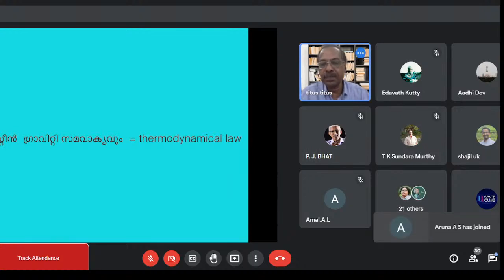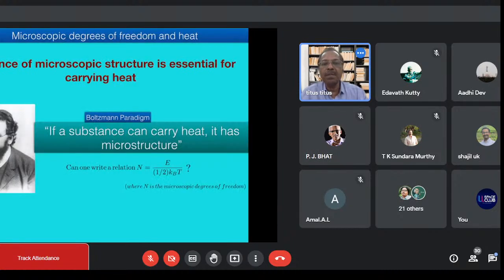Once you believe that, then you must accept that space-time, just like matter, can be hot and can possess temperature. Right? Then you go back to the very statement of Ludwig Boltzmann: if a substance can carry heat, it must have a microscopic structure. Can you enumerate the number of microscopic structures in a material body? Yes, I can. I can use the principle proposed by Ludwig Boltzmann.